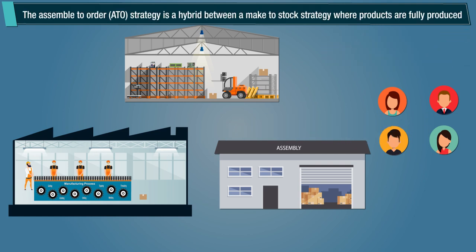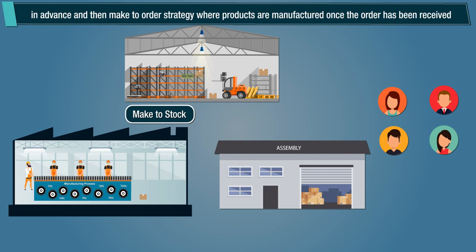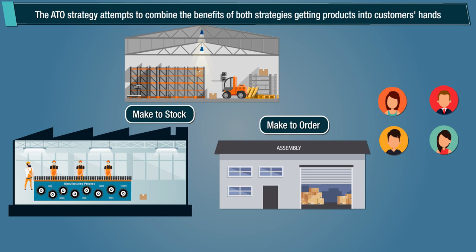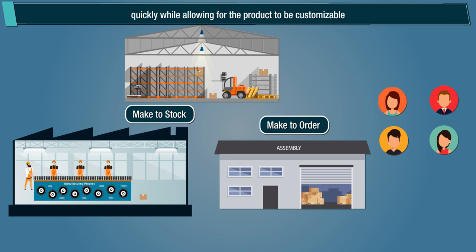The assemble-to-order, or ATO strategy, is a hybrid between a make-to-stock strategy, where products are fully produced in advance, and the make-to-order strategy, where products are manufactured once the order has been received. The ATO strategy attempts to combine the benefits of both strategies, getting products into customers' hands quickly, while allowing for the product to be customizable.